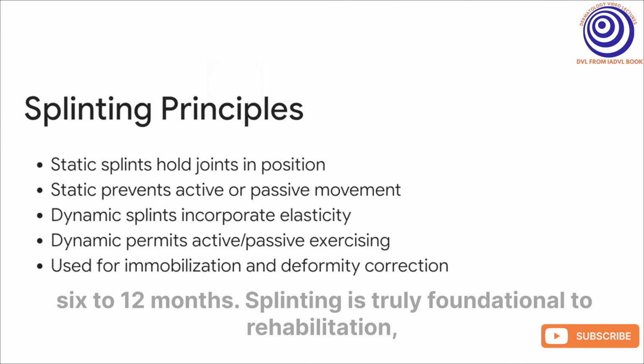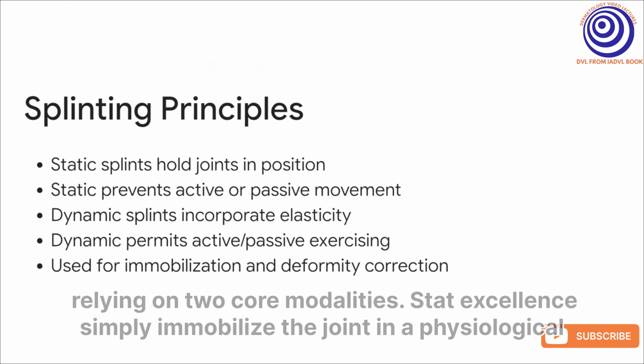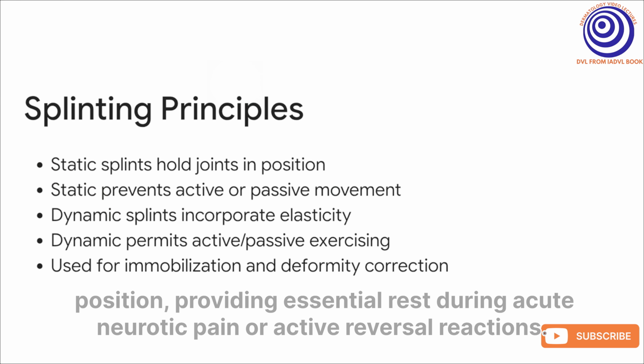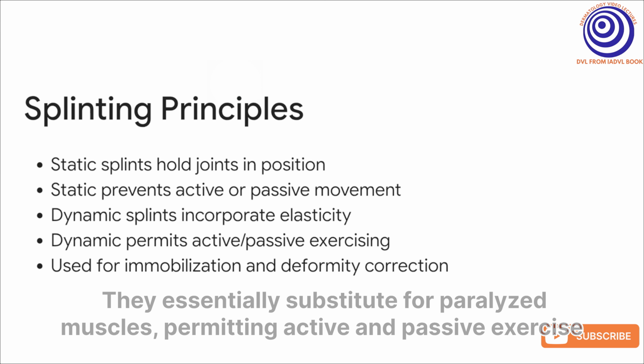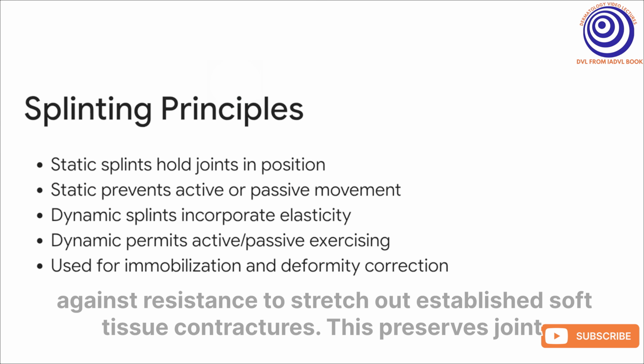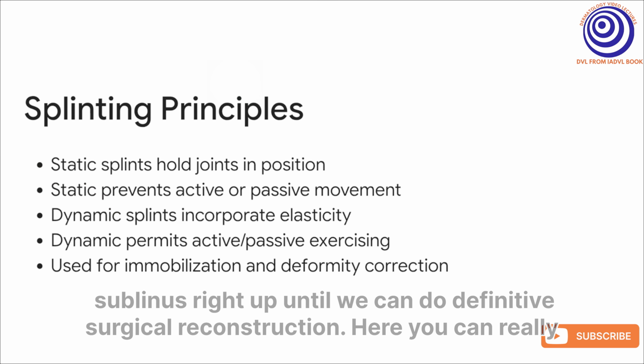Splinting is truly foundational to rehabilitation, relying on two core modalities. Static splints simply immobilize the joint in a physiological position, providing essential rest during acute neuritic pain or active reversal reactions. Dynamic splints, on the other hand, utilize spring or elastic traction. They essentially substitute for paralyzed muscles, permitting active and passive exercise against resistance to stretch out established soft tissue contractures. This preserves joint suppleness right up until we can do definitive surgical reconstruction.